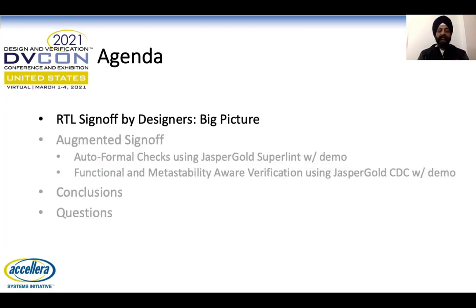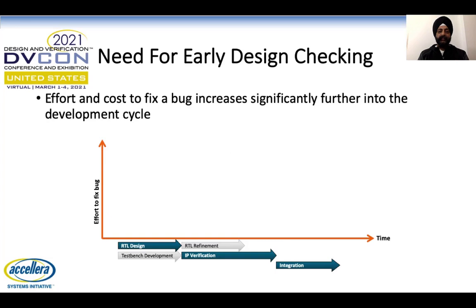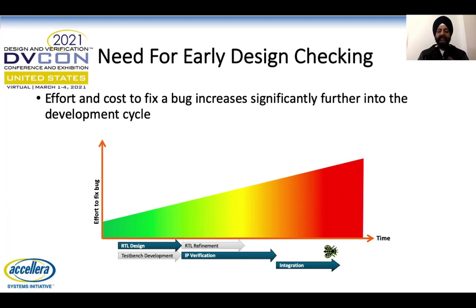So let's first look at the big picture. We all know that as much as we can shift left, that helps to save cost and enables you to catch the issues very early in the design cycle. And it goes without saying, if the bugs progress through the design cycle, the cost becomes high and the effort becomes high, and that is not good for any design.